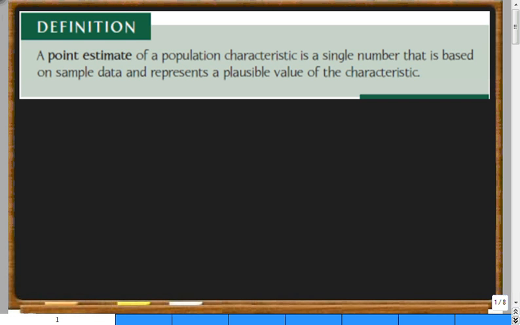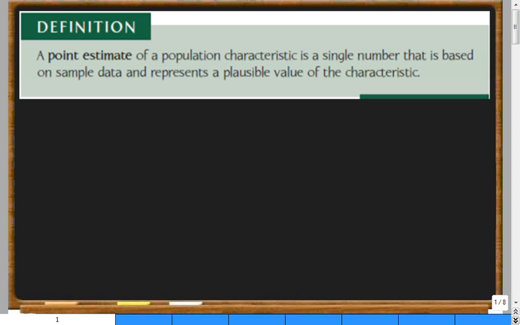Okay, so we are going to talk about the concepts behind point estimates. A point estimate of a population characteristic is a single number that is based on sample data and represents a plausible value of the characteristic. Don't let that confuse you. Basically, you have to decide what is it that you're trying to find.